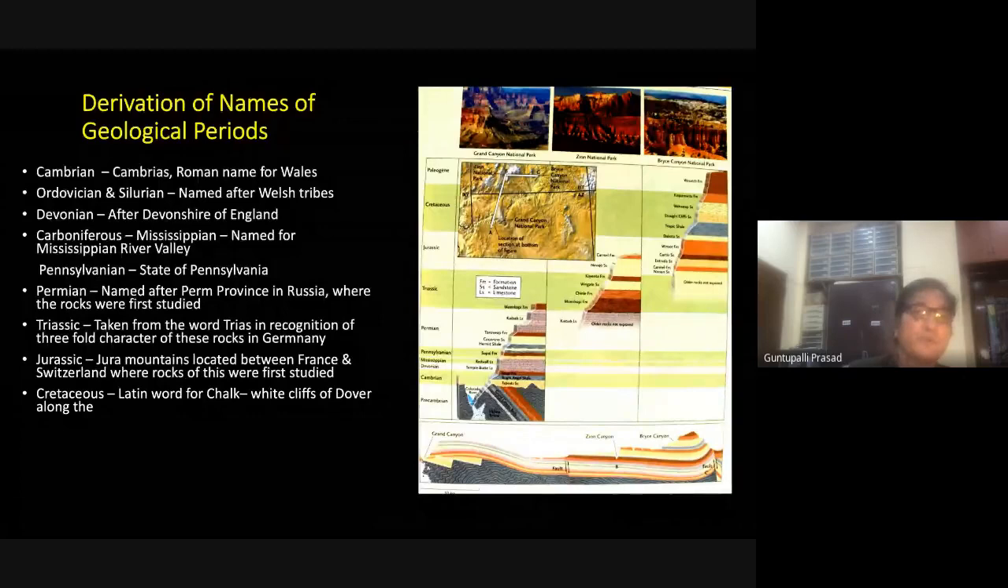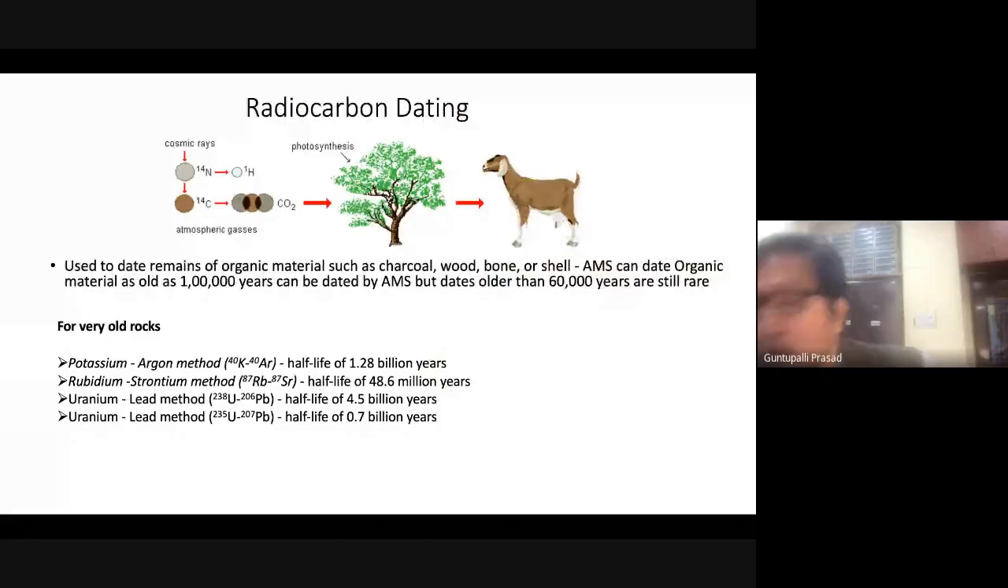So once radioactivity was discovered, most of you know about radiocarbon dating, and most people ask me what is the method used for dating rocks or fossils. Radiocarbon dating can only be used for dating rocks younger than 50,000 years. In some cases, like accelerator mass spectrometry, you can even date them up to 100,000 years, but such dates are very rare.